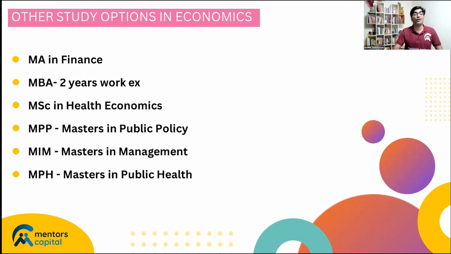Alternatively, you could go in for an MBA with 2 or more years of work experience. Most top schools abroad require a minimum of 2 to 3 years of experience. Alternatively, you could also go for a master's in the field of management, a specialized master that leverages your background in economics. But some of the newer and upcoming fields that you should definitely think about and consider are fields like health economics, public policy, public health, right?